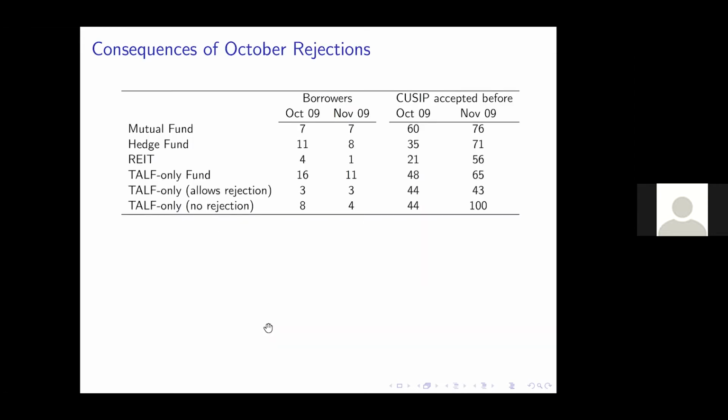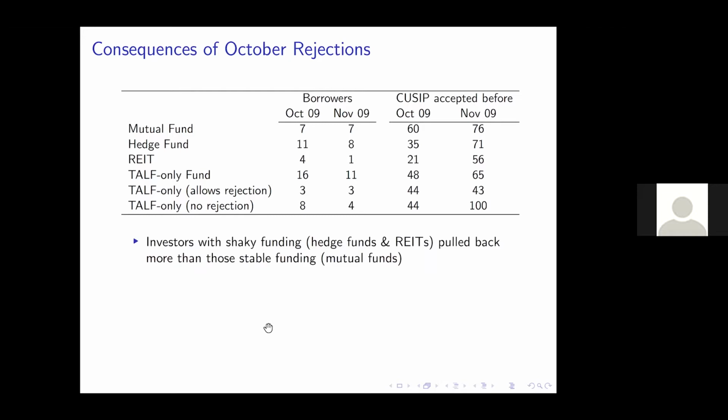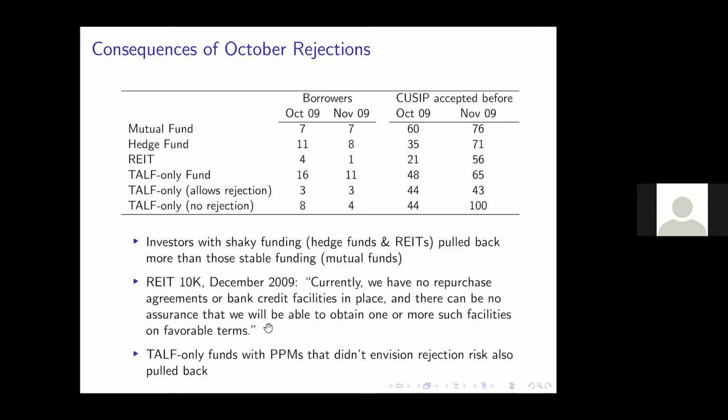You can see that basically all investors, especially those with shaky funding, pulled back. The ones that pulled back most and then only brought us stuff that was previously accepted were these TALF-only funds that could not deal with rejection simply because the investment parameters were written this way.